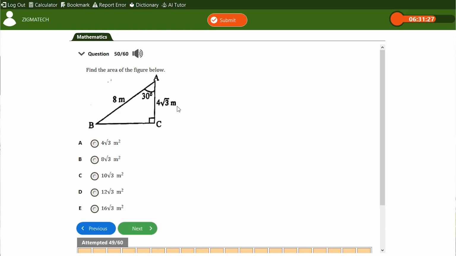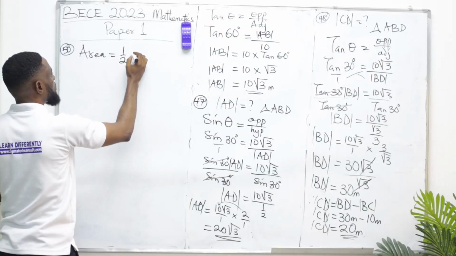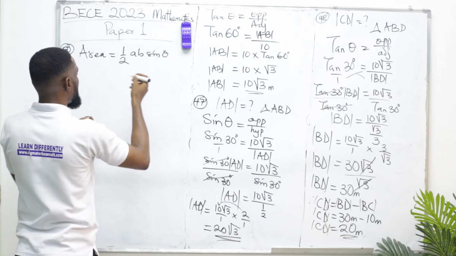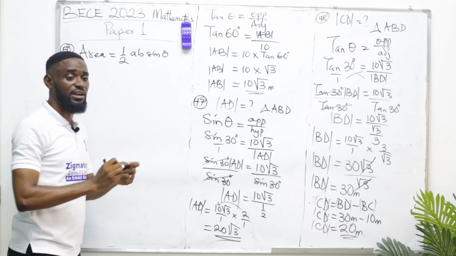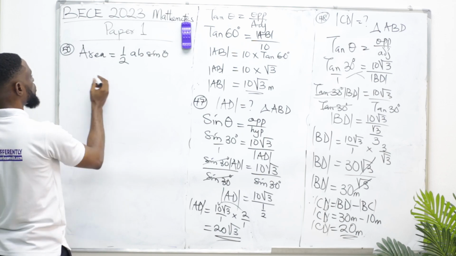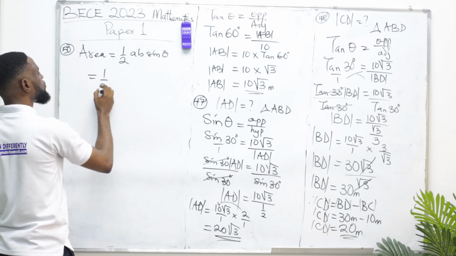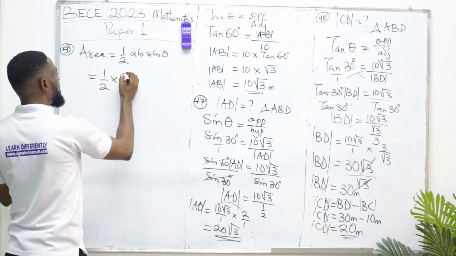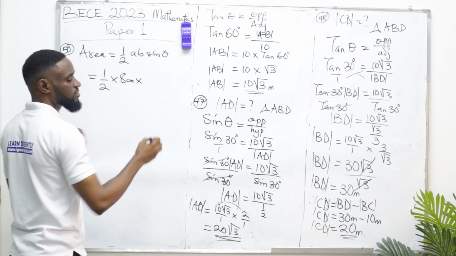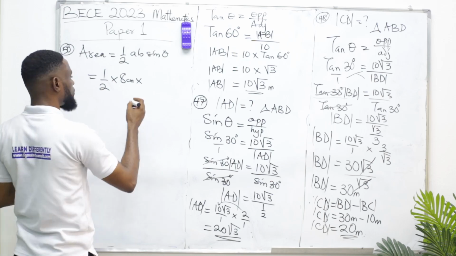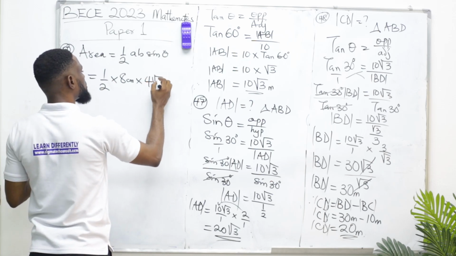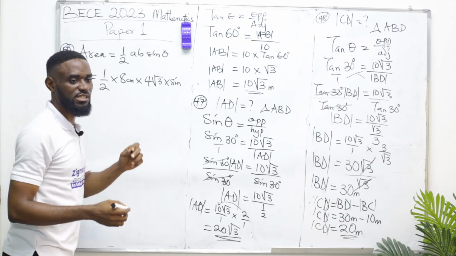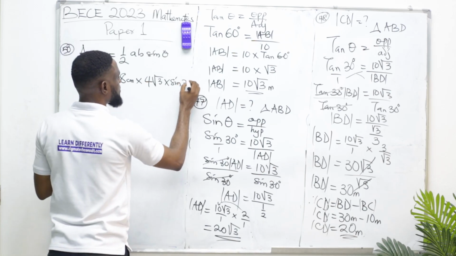Area is equal to half AB sine theta, where A and B are the two sides of the triangle that are given to us. So this is equal to 1 over 2 times the first side, which is 8 cm, times the other side, 4 root 3, times sine theta. What is our theta? 30. That is sine 30 degrees.